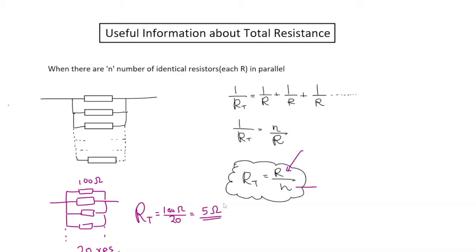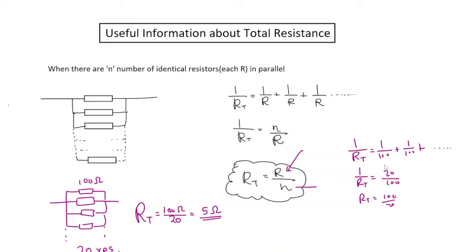Now, this is a pretty simple one again. If you think about why this happens, in this example 1 over R total is equal to 1 over 100 plus 1 over 100 plus 1 over 100, like that. I have to write it 20 times. So basically 1 over R total is 20 over 100, so R total is 100 divided by 20. This is what really happens, but it's useful to know when you have a certain number of identical resistors.